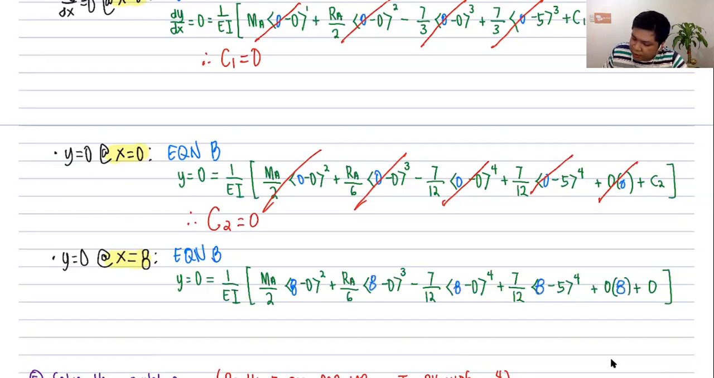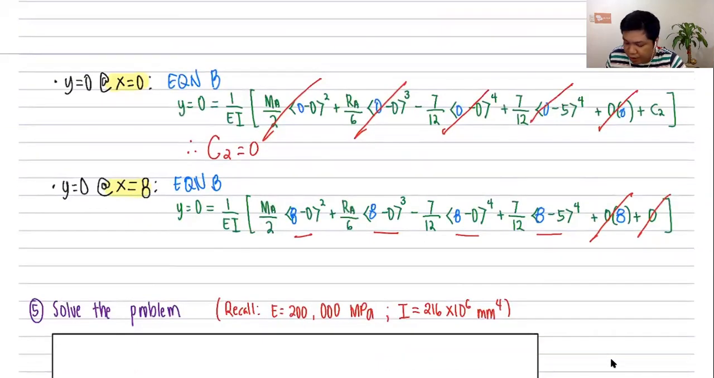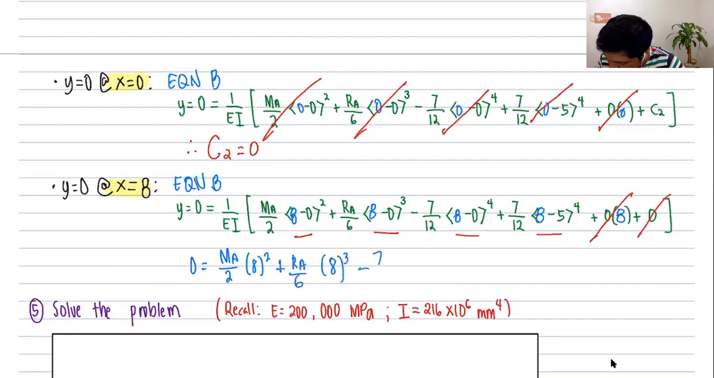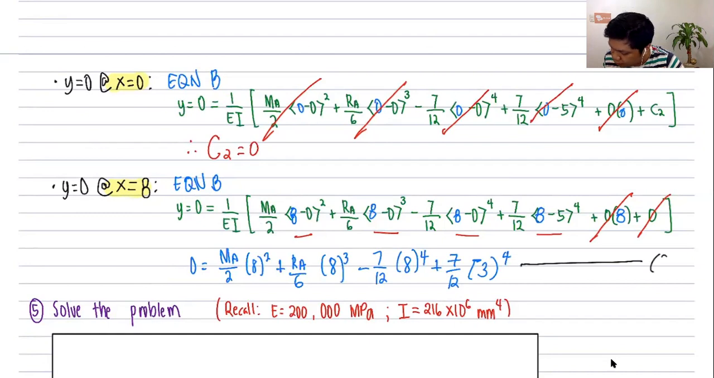And I know that 0 times 8, that's just equivalent to 0. C2 is 0, I'll cancel that out. All the other terms actually have positive values inside the bracket. Therefore, I need to evaluate, such that I can say that I now have 0 is equal to MA over 2 times 8 squared plus RA over 6 times 8 cubed minus 7 over 12, 8 to the 4th, plus 7 over 12, 8 minus 5 is 3 raised to 4. This is now called equation number 3.